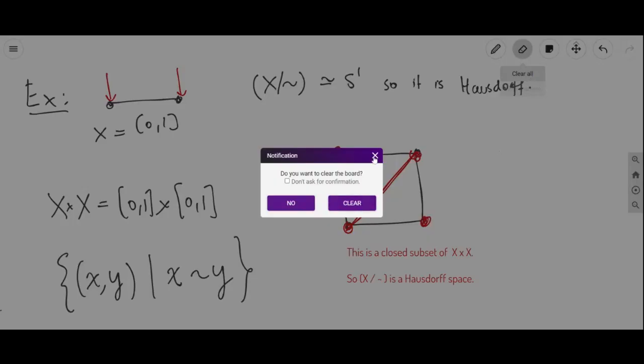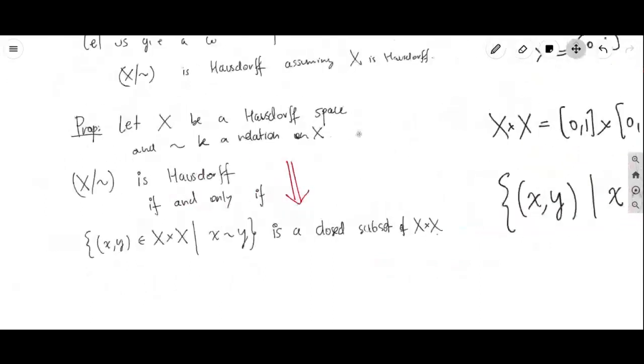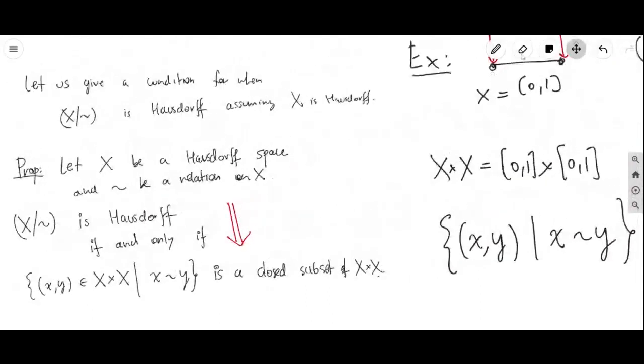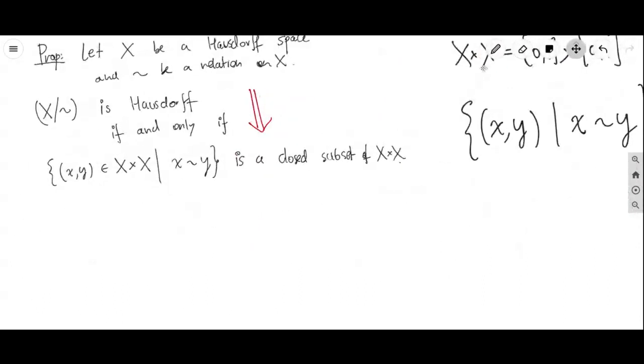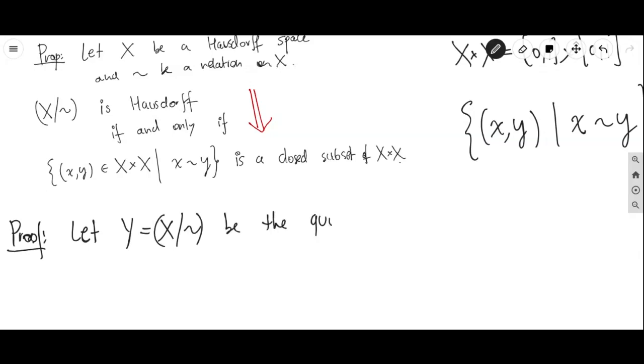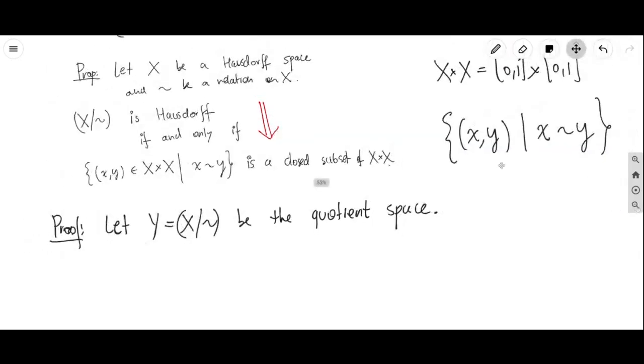Now, I guess I should prove it in the easy direction before I remove this. The easy direction is to show why it has to be a closed subset. So here's the way you prove it. Proof. Let Y be the quotient space.